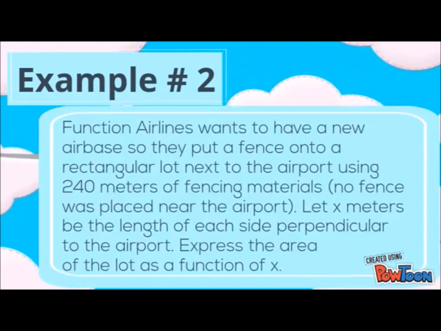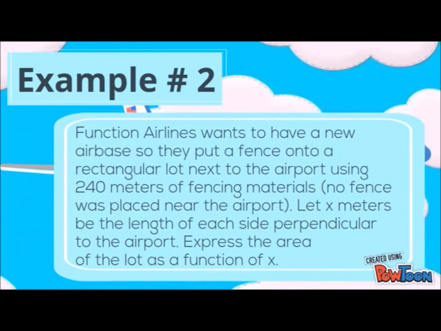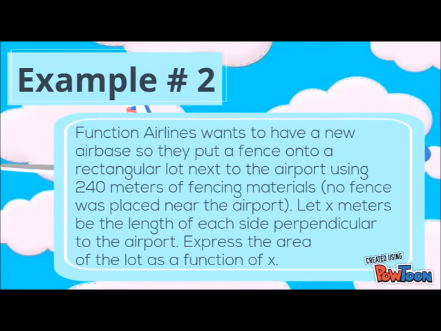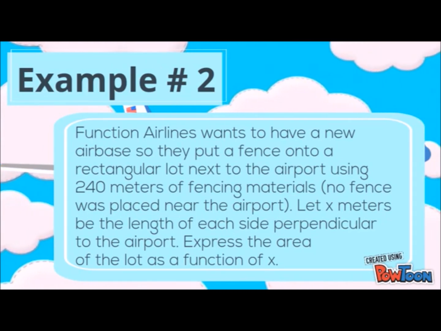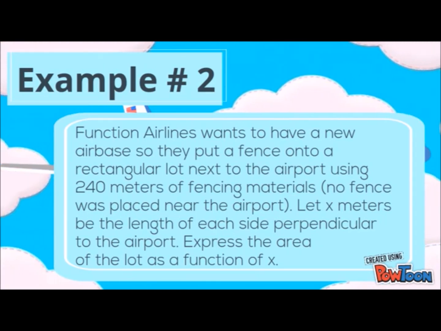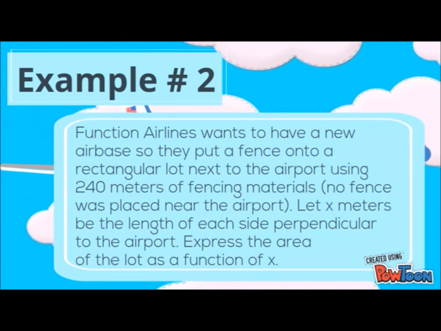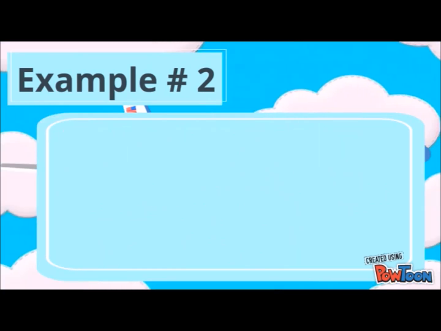Example number 2. Function Airlines wants to have a new airbase, so they put a fence onto a rectangular lot next to the airport using 240 meters of fencing materials. No fence was placed near the airport. Let x meters be the length of each side perpendicular to the airport. Express the area of the lot as a function of x.